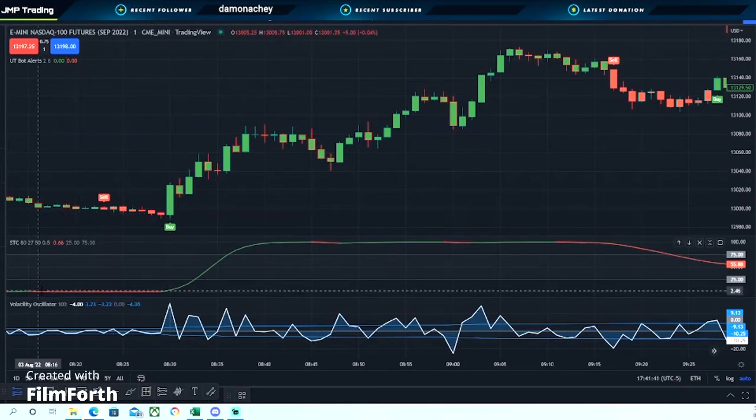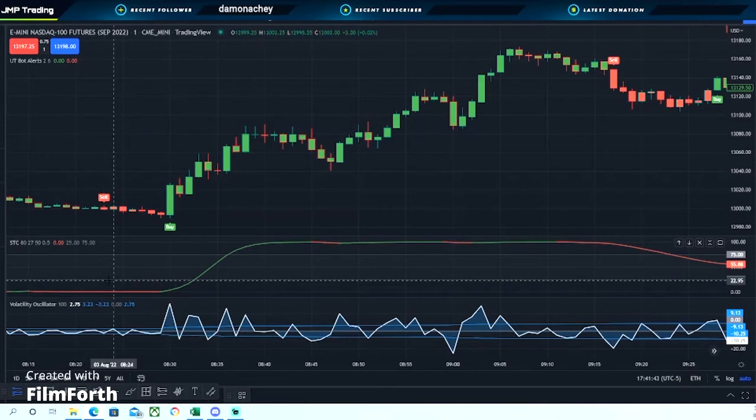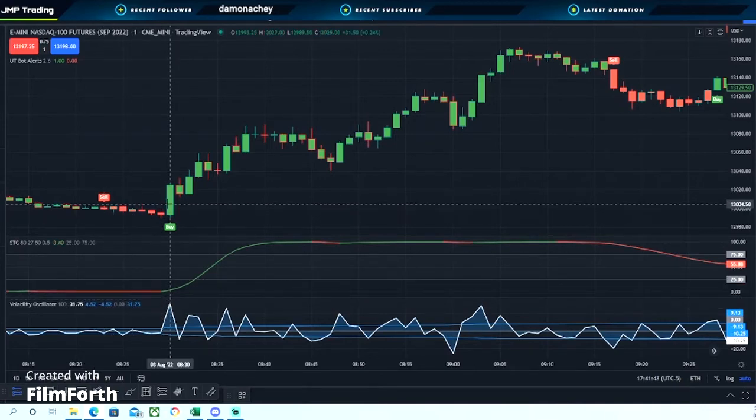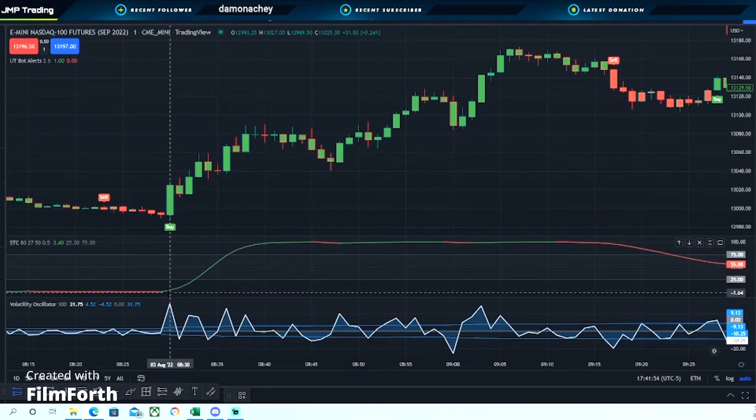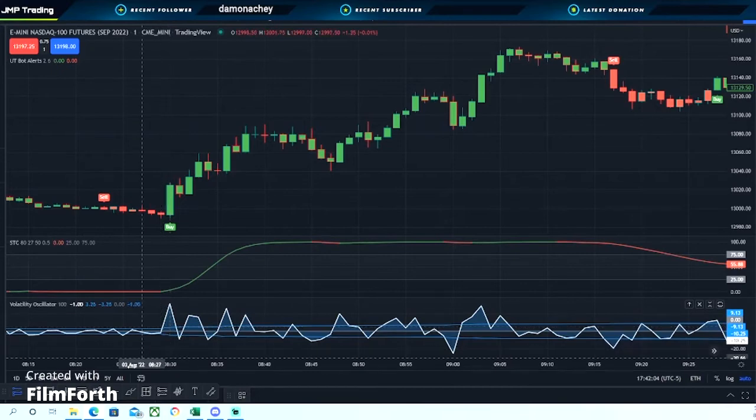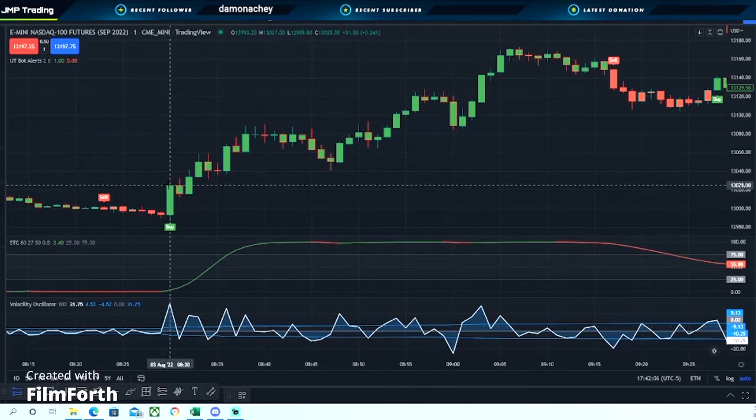STC for a long, STC has to be below this 25 level. Once we receive a buy signal, the STC has to be green and still below the 25 level. And then the third confirmation is going to be this volatility oscillator is closed above this top band. So all our conditions are met on this one.